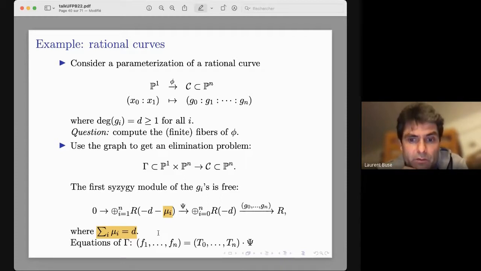So what are the equations of gamma? They are exactly given by the columns of this matrix that you multiply by T0 up to Tn. And those are, for me, the coordinates of Pn. So the coordinates of Pn, I denote them by T0 up to Tn. And so the equations of the graph are just the product of T0 to Tn with all the columns of psi. I denote these equations F1 up to Fn. So the equations of gamma are F1 up to Fn.